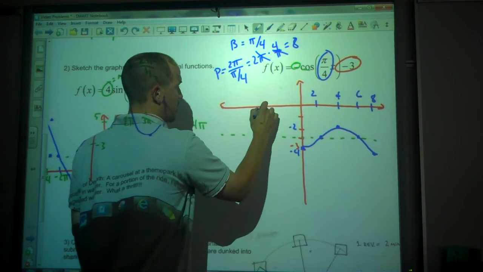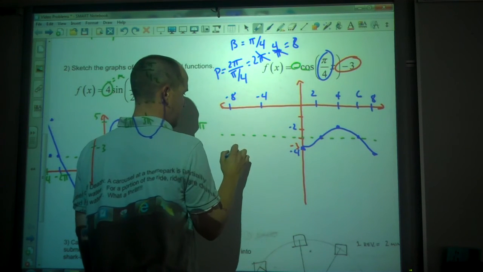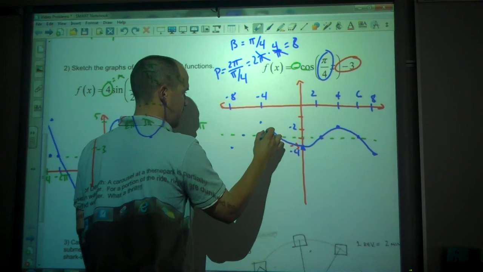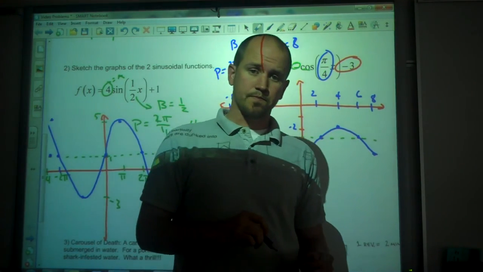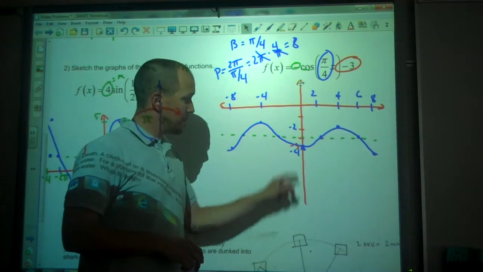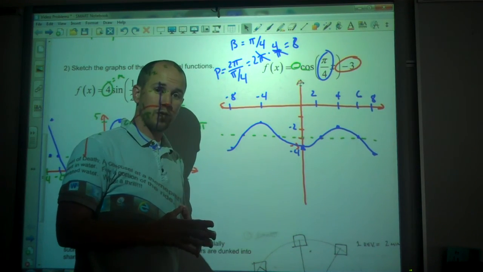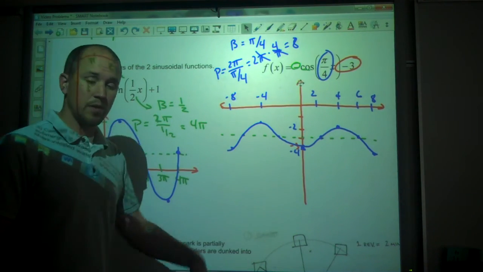So I really recommend plotting points. Once you find that period, plot the points you know it's going to go through, then sketch the graph through that as well. I'm going to do one more example in my next video.